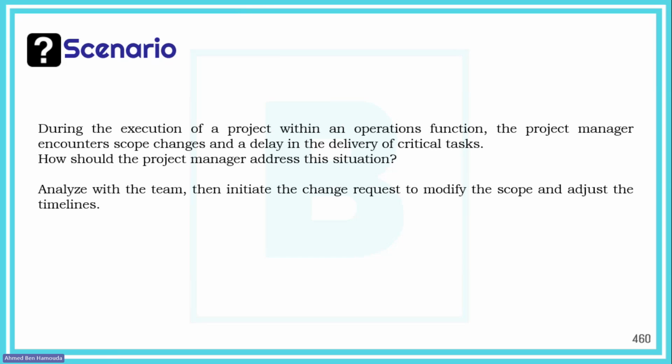Let's look at one more scenario. During the execution of a project within an operations function, the project manager encounters scope changes and a delay in the delivery of critical tasks. How should the project manager address this situation? Now we have scope changes and delay in the delivery. What the project manager needs to do here is definitely analyze the situation and the potential impacts with the team, then start a change request, the request of course being to modify the scope and adjust the timelines, raise it to the CCB, and push for an approval.